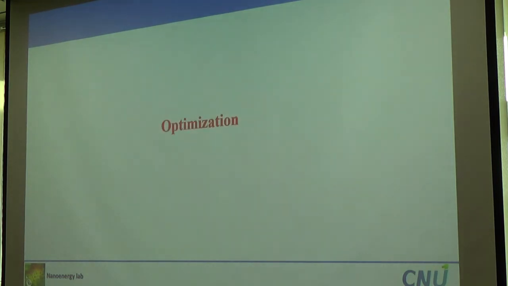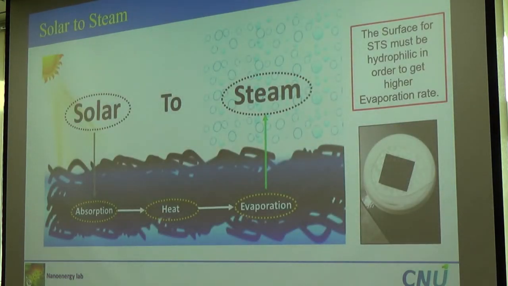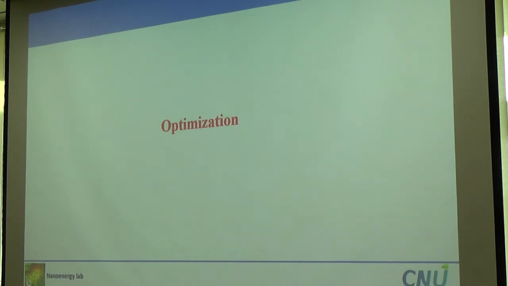So here is the solar to steam figure. So the solar light comes and is incident on the absorber, and absorption happens, and then after that the light energy is converted to heat energy, and then the evaporation starts. Actually, the surface for the STS system must be hydrophilic in order to get a higher evaporation rate. So the next one is optimization.